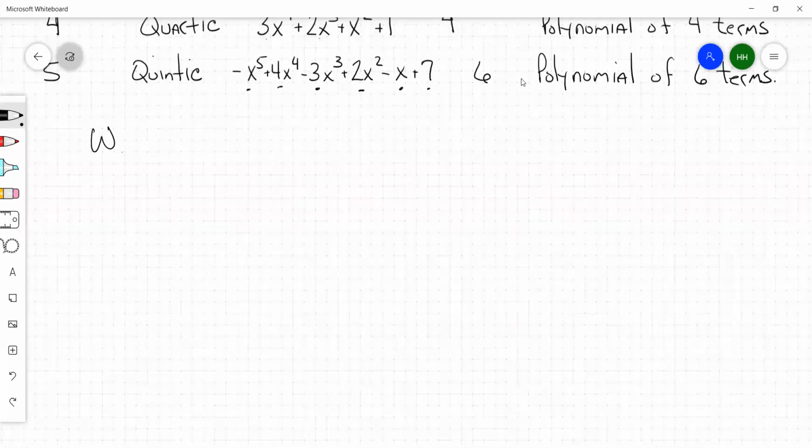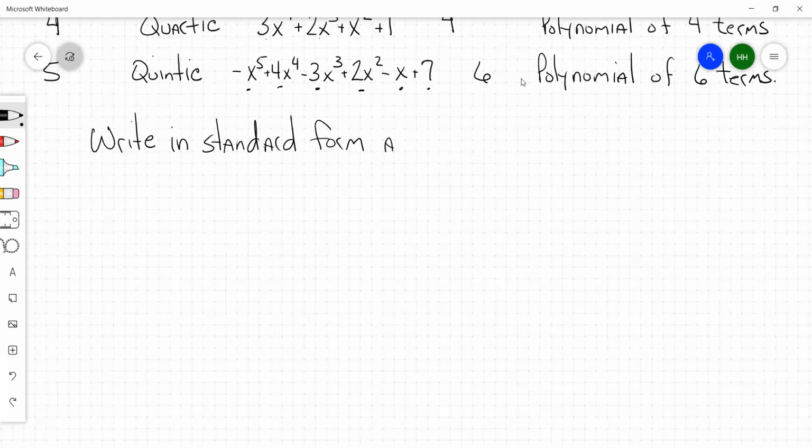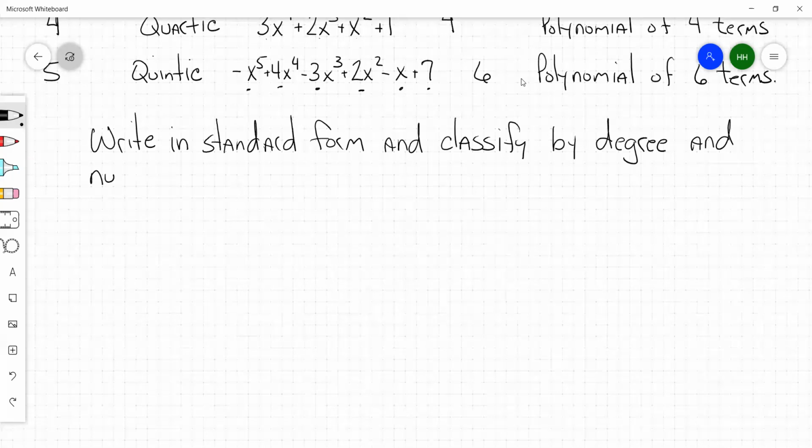So next thing we're going to do is write some polynomials in standard form. So we're going to write in standard form. And name, did I use the word name? Classify. We're going to classify. Write in standard form and classify by degree and number of terms.